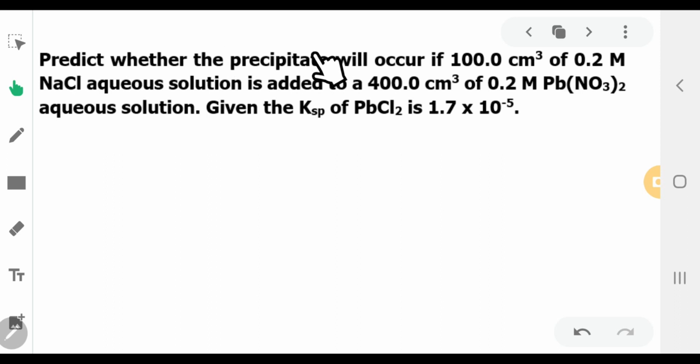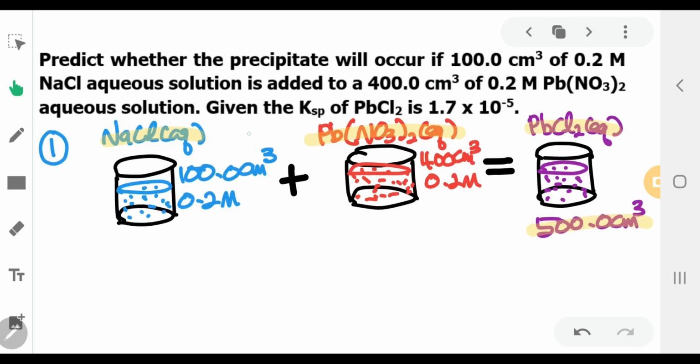When you read the question, there are two very important things that are being given to you. The first one is the situation. First, you have the sodium chloride solution added with the lead nitrate solution to make your slightly soluble salts.